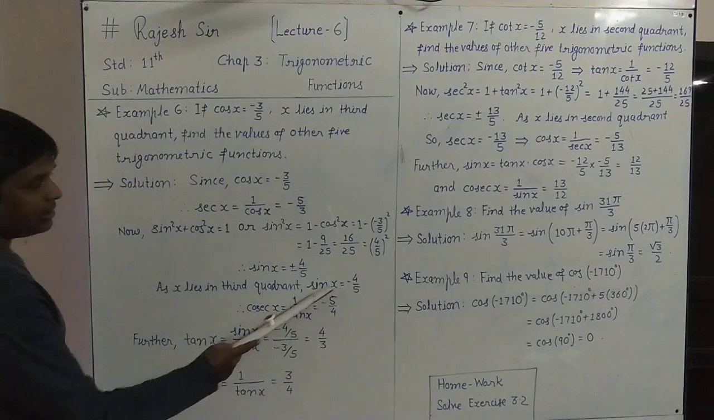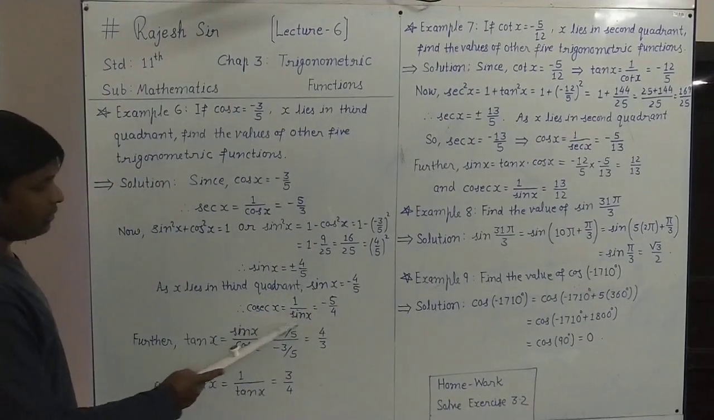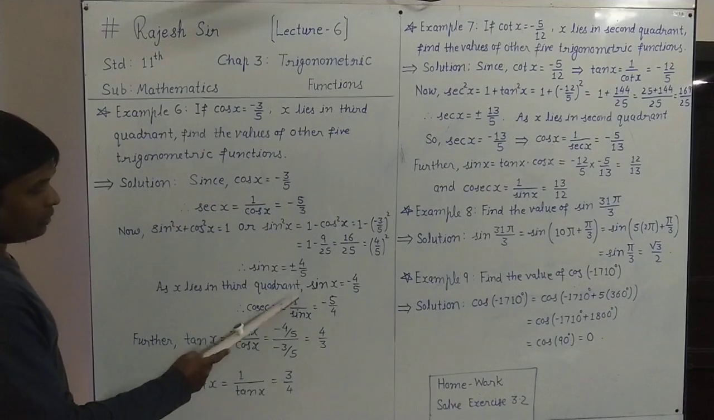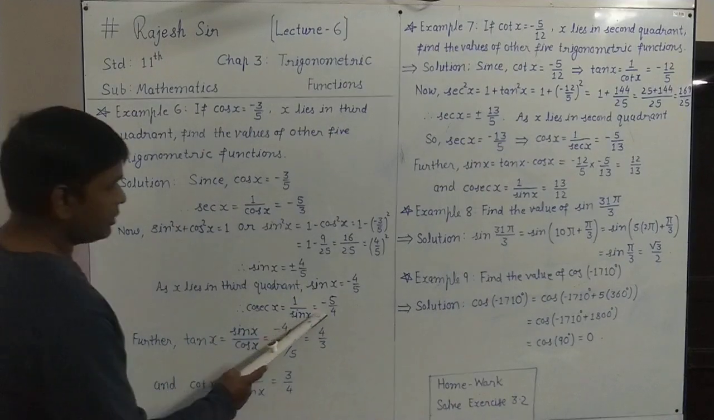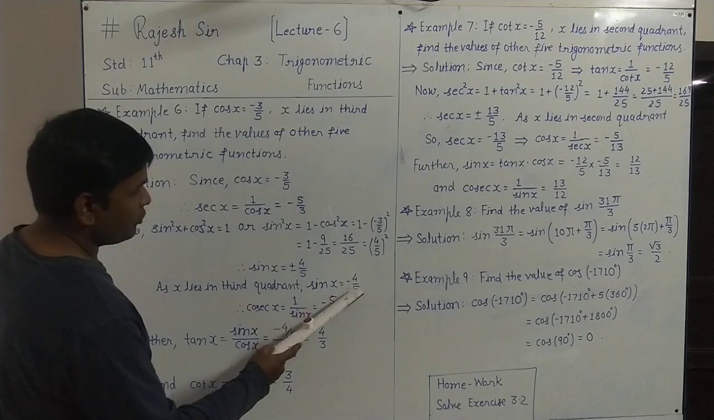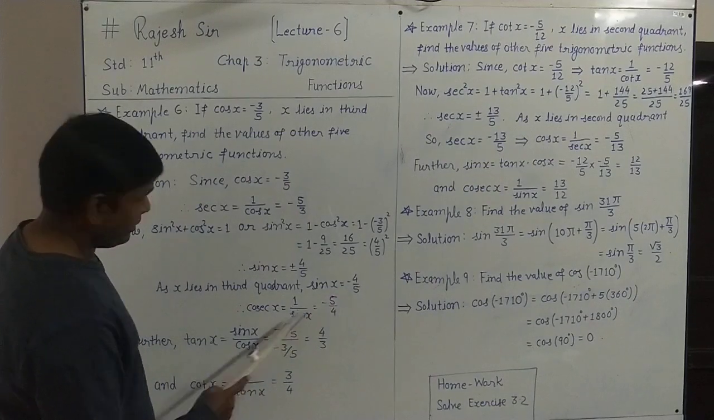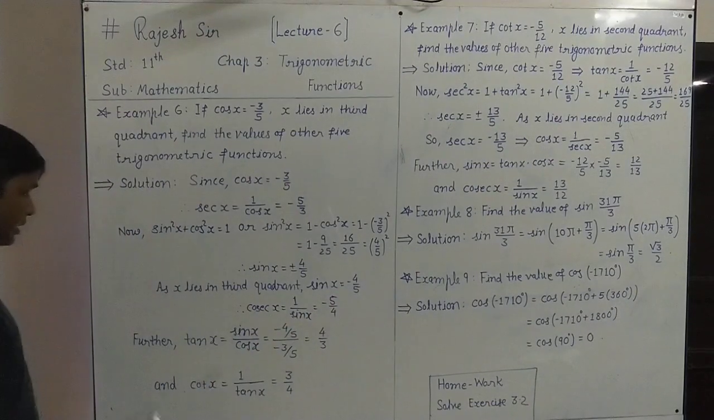If we know sin x, we can find cosec x because they are inverses of each other. Cosec x equals 1 upon sin x. So that equals the inverse of minus 4 by 5, which is minus 5 by 4. This is cosec x as we get.